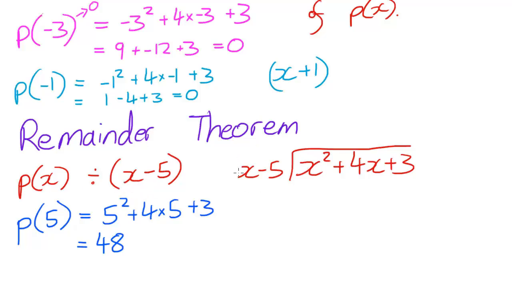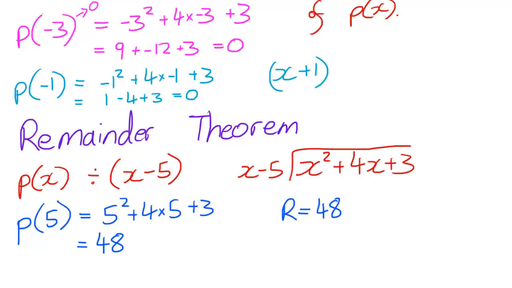That should be the same as what you'll get. You'll get some quotient up here, and then the remainder r is going to be equal to 48 there. So that's how we do that. That's the remainder theorem. Let's try another one.